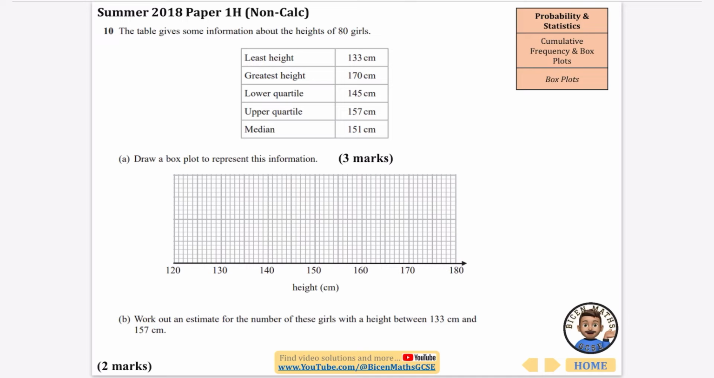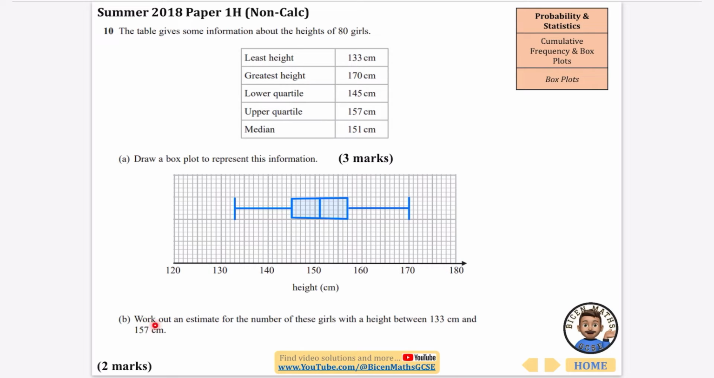So the least height is 133. So I'm going to draw a line here for 133. The greatest height is 170. We're going to say that the lower quartile is 145. The upper quartile is 157. I hope I don't make any mistakes doing this. And the median is 151. As usual, make this into a box. Hopefully it won't be as wonky as my one, but that's not a problem. But you definitely get all the marks for this.